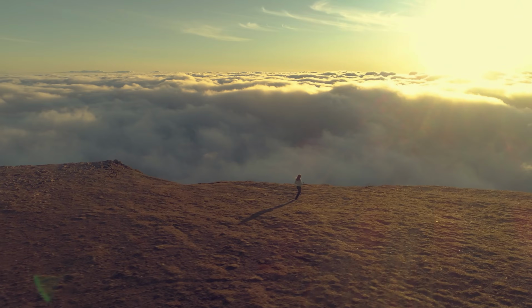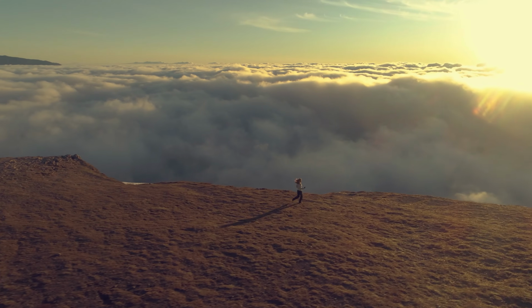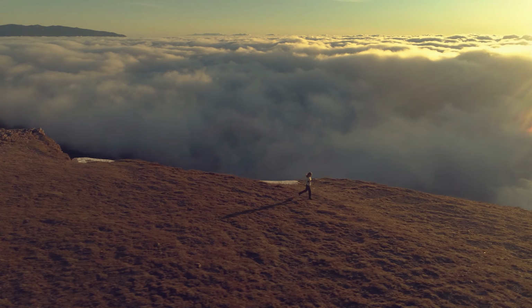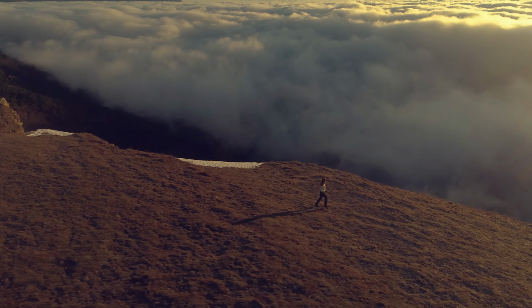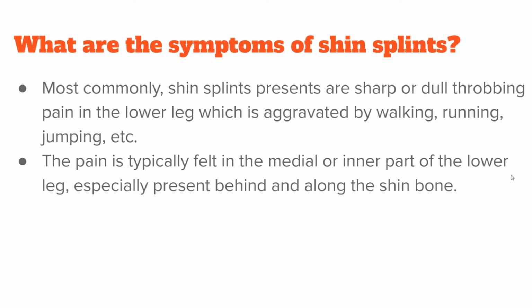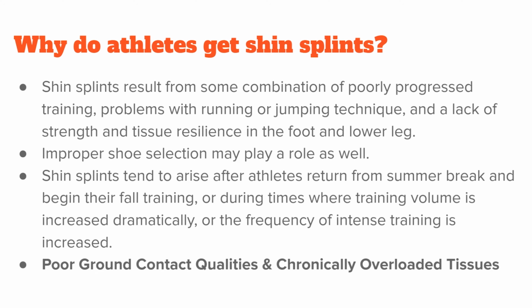What are the symptoms of shin splints? Well, most commonly, shin splints present as sharp or dull throbbing pain in the lower leg, which is aggravated by walking, running, jumping, or other similar activities. The pain is typically felt in the medial or inner part of the lower leg, especially behind and along the shin. So this begs the question of, why do athletes get shin splints?